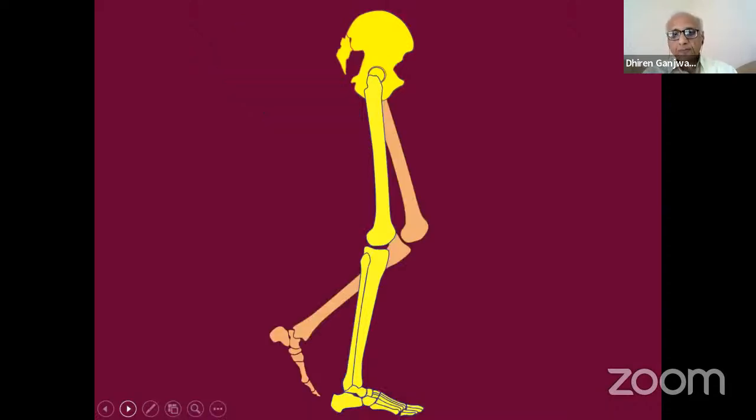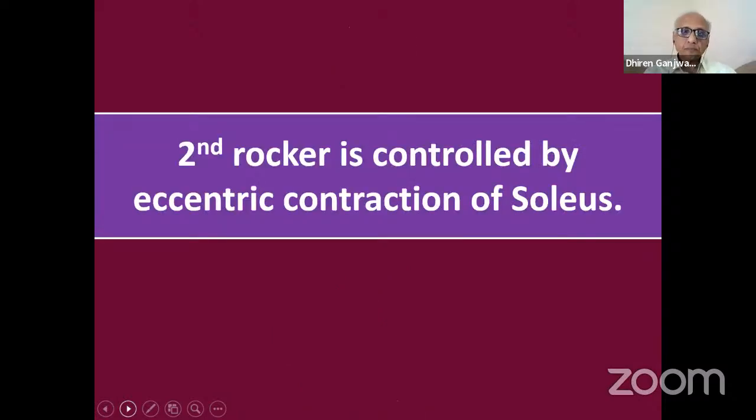And at that particular point, the soleus muscle works from behind eccentrically and controls this forward progression of the tibia. So the first rocker is by tibialis anterior eccentric work. The second rocker is by eccentric work of the soleus. So the second rocker is controlled by eccentric contraction of soleus.